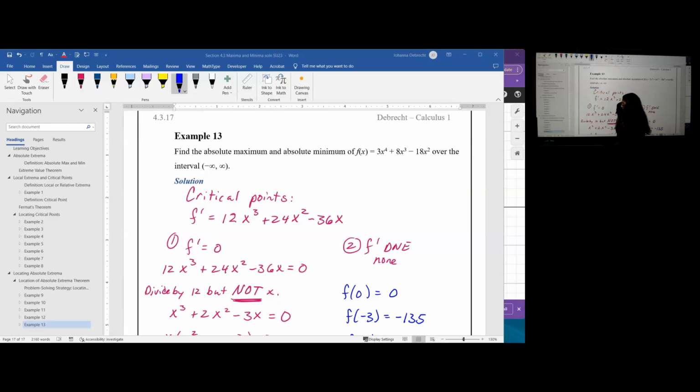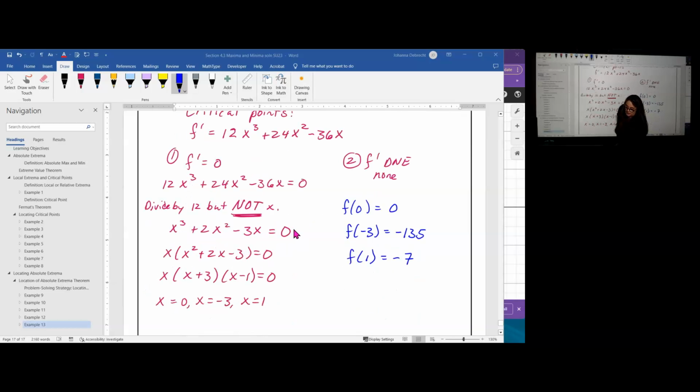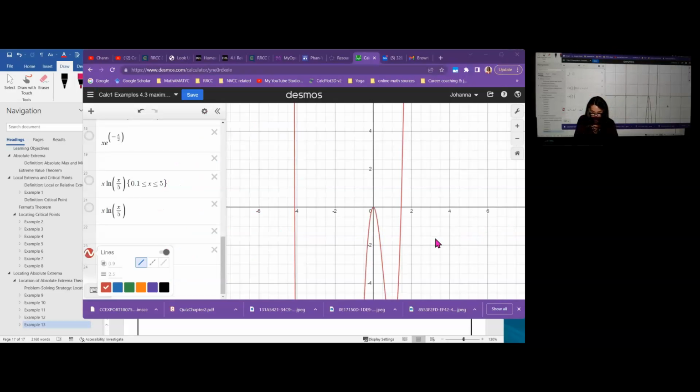Instead, what you want to do is factor it out as a common factor. Then you will have 3 different critical values: 0, -3, and 1. Substitute these values into the original function to come up with 3 possible values. It appears that 0 is a maximum. As we'll see, it may not be. It appears that -135 is a minimum. Let's take a look at the graph and see what they actually correspond to.